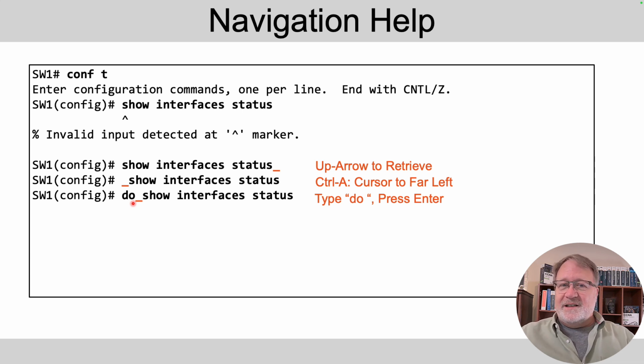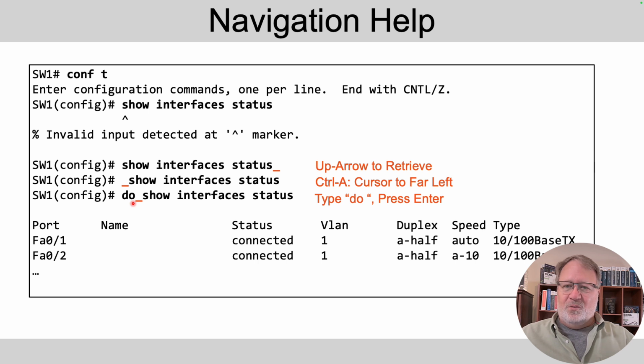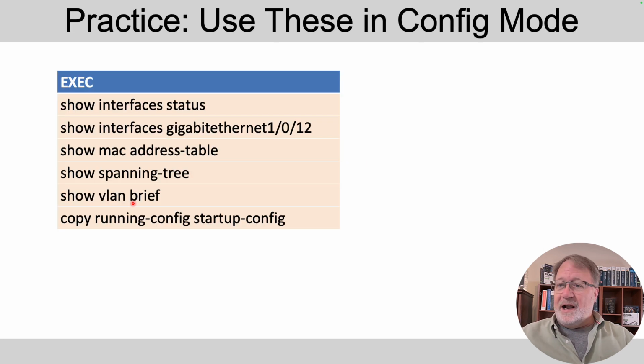So what's your task here at this step in this lab? Well, here's the deal. I want you to practice the do command. So you can open up that packet tracer file that's linked in the bottom, or honestly, any CLI will do for this step of the lab. And here's a list of 6 exec commands. Just get into config mode and issue them from config mode with the do command.